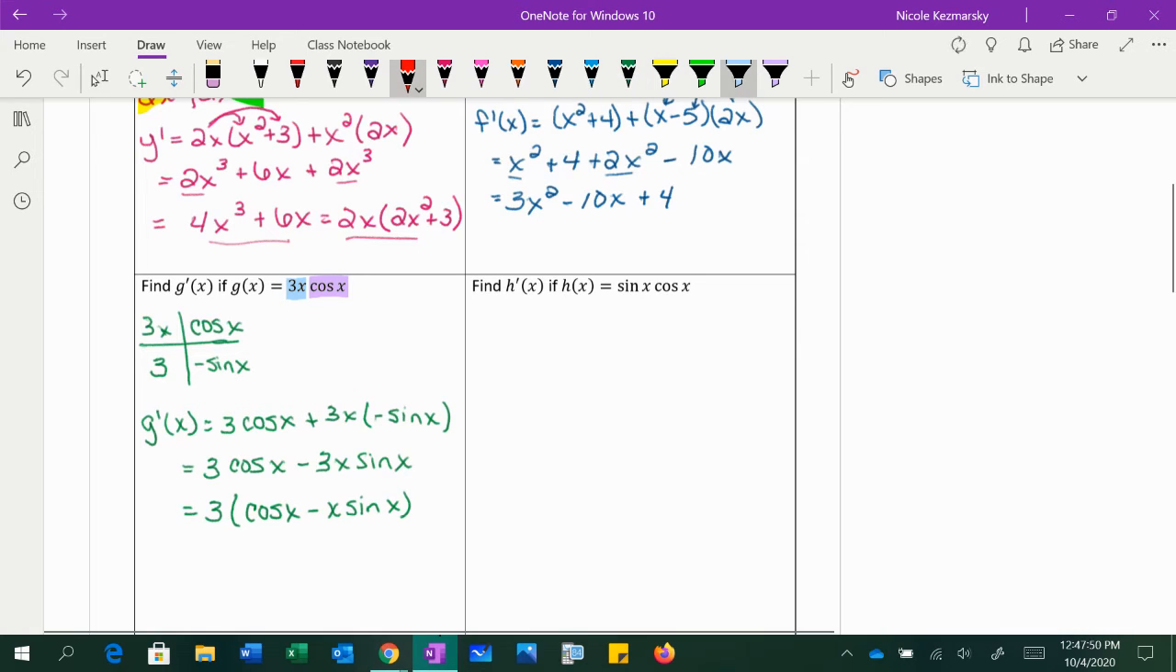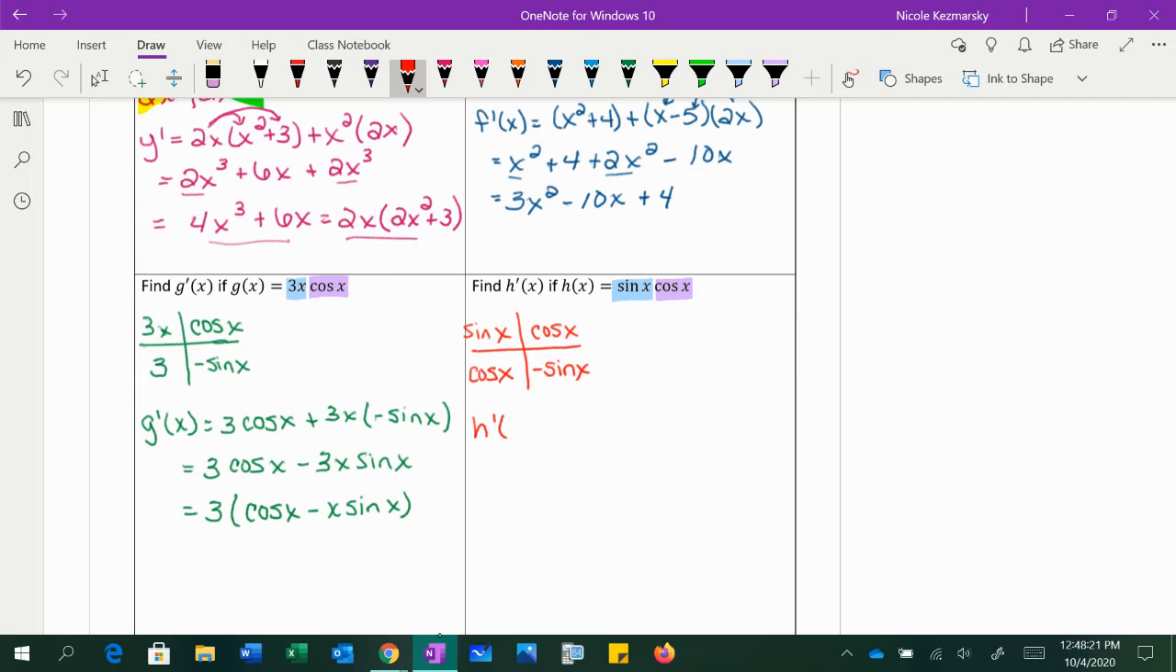Next one, I see sine of x multiplied by cosine of x. There are two x's. So I pick one thing with the x to be my blue and one to be my purple. So then I'm going to draw my box. And I'm going to say sine of x and cosine of x in the top row. Derivative of sine is cosine, so cosine of x in the bottom. And negative sine of x is the derivative of cosine of x.